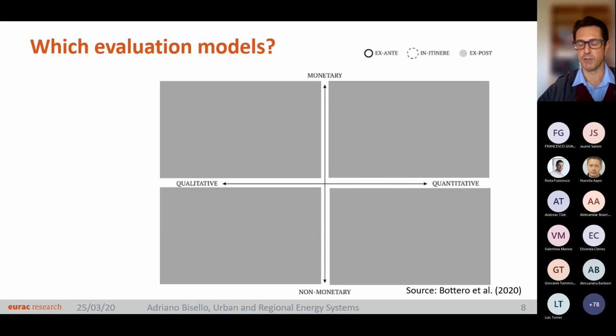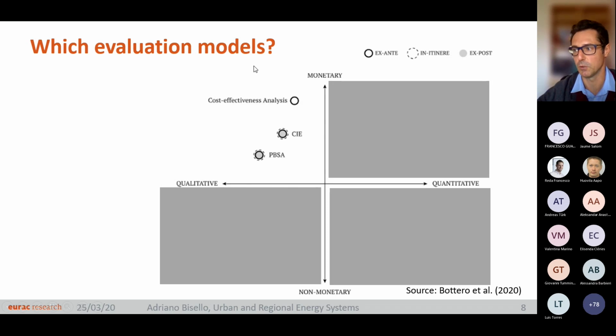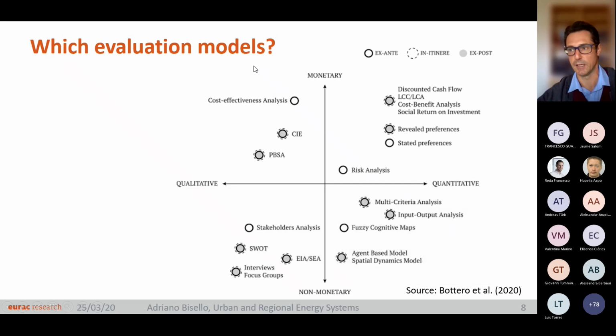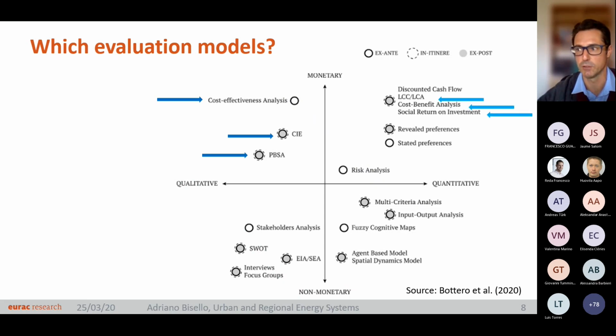of course. So if we try to sum up everything in a single picture, we have these four quadrants ranging from monetary to non-monetary approaches and from qualitative to quantitative ones. So we have in each of the different quadrants some possible evaluation models. We decided to focus not on all of them, but to select just a few representing the different possible combinations between monetary, non-monetary, and qualitative and quantitative.